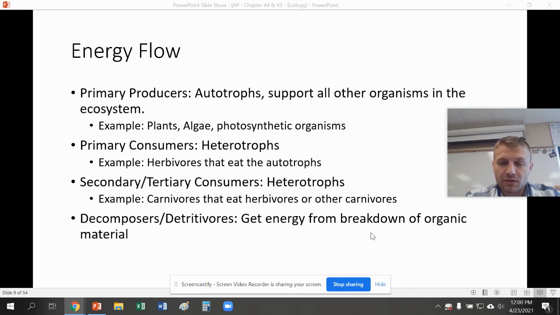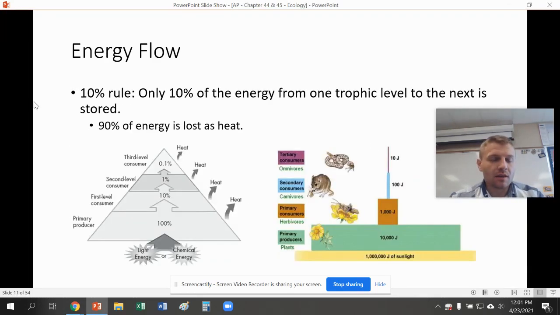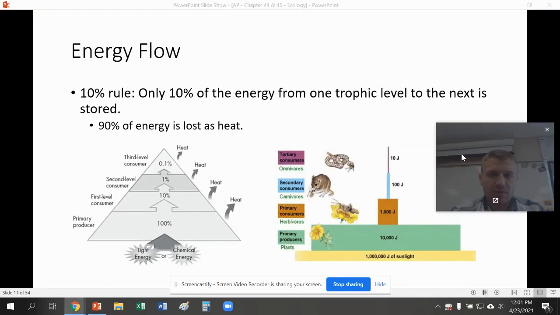And then the decomposers, again, break that energy back down into organic material that we're going to recycle in the carbon cycle. Within energy flow, we have the 10% rule, which means that only 10% of the energy is going to be absorbed in the next level. That's because of heat. A lot of the energy used up by an organism is going to be lost in the form of heat.